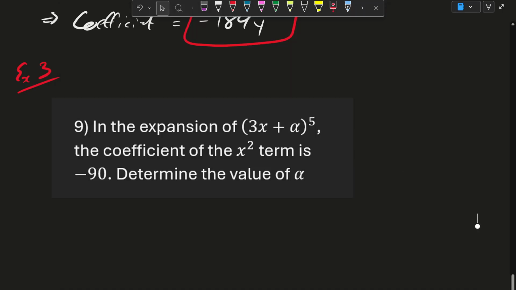Here's an example where we're given the coefficient, but we're asked to find a particular term. So in the expansion of (3x + alpha)^5, the coefficient of the x squared term is negative 90. So we're asked to determine the value of alpha.